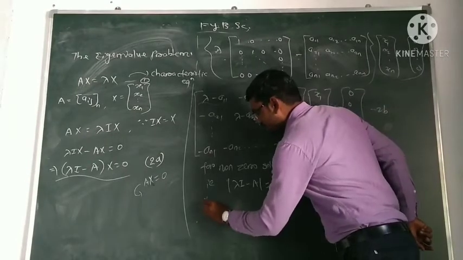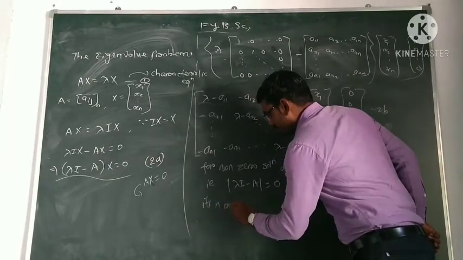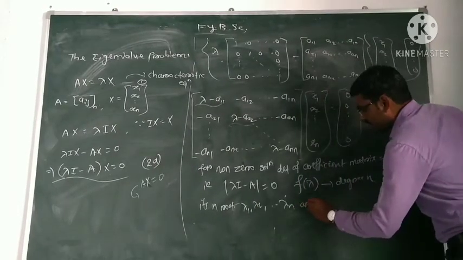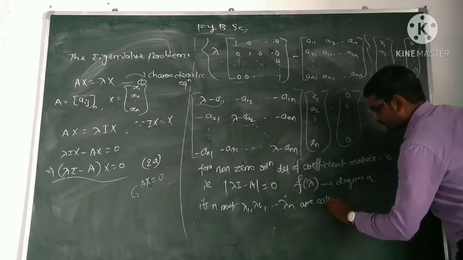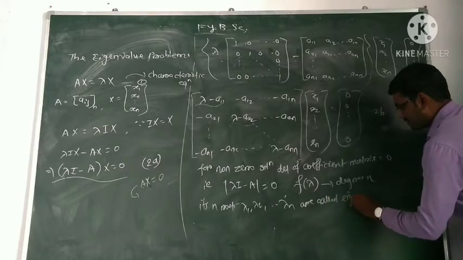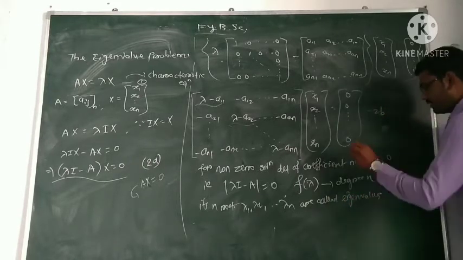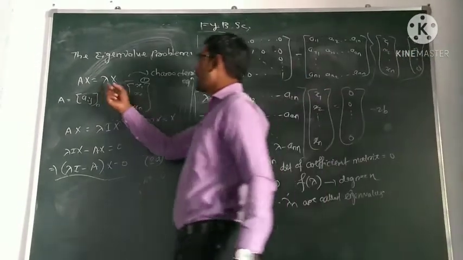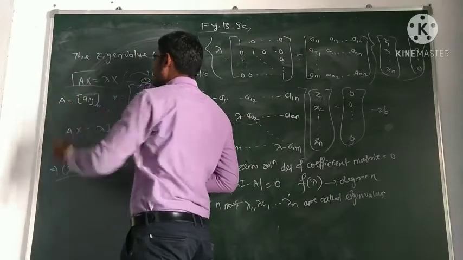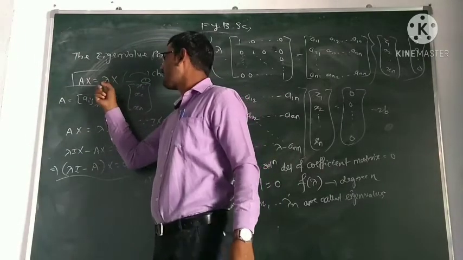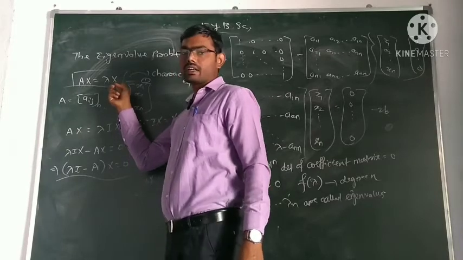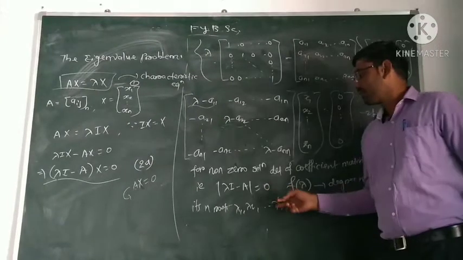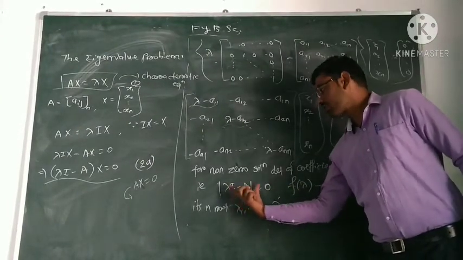Its n roots, say lambda 1, lambda 2, up to lambda n, are called eigenvalues. So this is the idea behind eigenvalues. This lambda is also an eigenvalue. If for the matrix A we have Ax equal to lambda x, then lambda is called an eigenvalue and x is called the corresponding eigenvector. Here, using this, we are dealing with this equation, the solution of the polynomial.